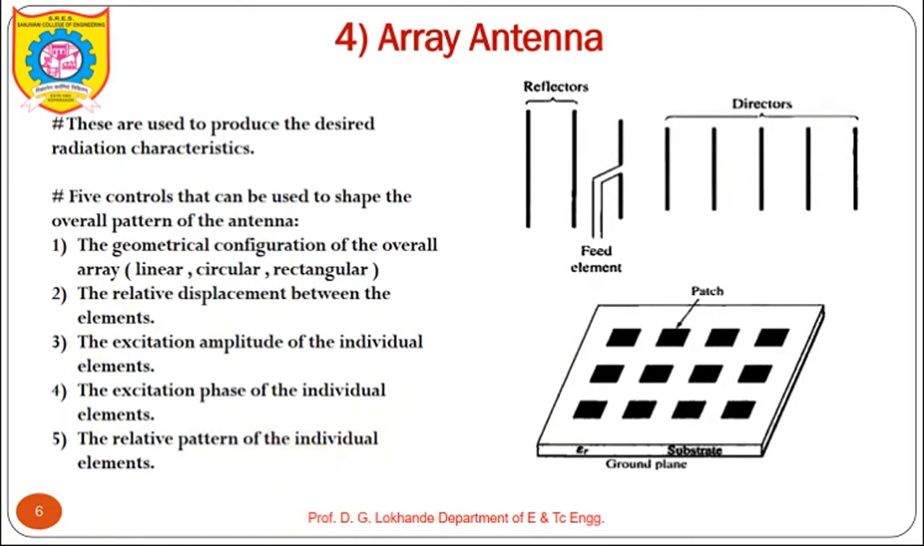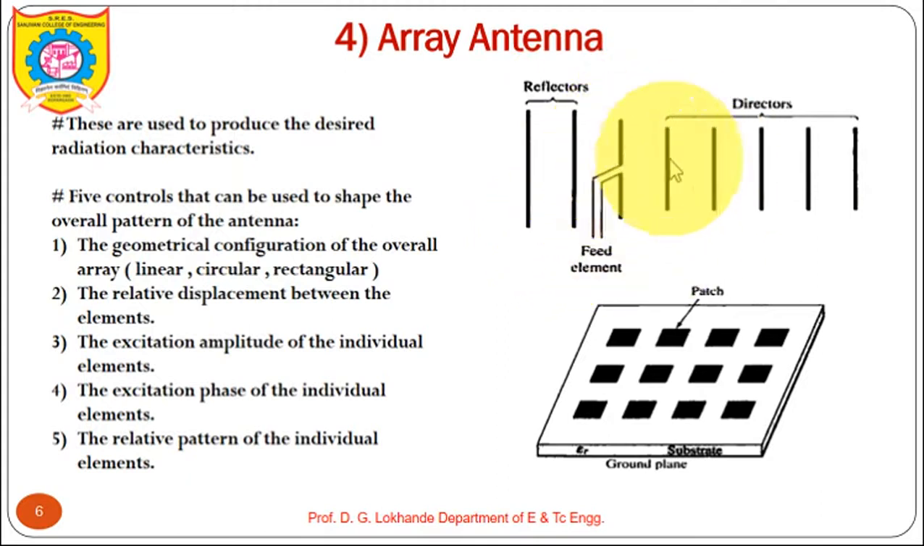Fourth one is the array antenna. Now array antenna is nothing but the addition of particular components along with the dipole. The feeding element is normally called the dipole, whereas an element whose length is less than this main dipole is called a director, and if the length is more, then it is called a reflector.